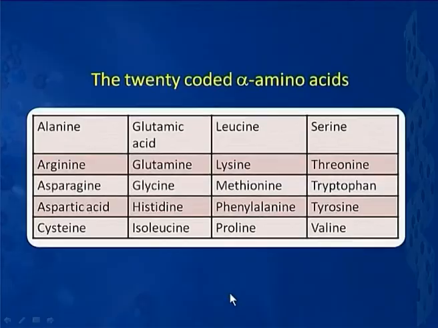So, coded amino acids are the only ones which will become part of proteins when they are being formed in the ribosomes. Now, the 20 coded amino acids are the ones which I just mentioned earlier. So, the same list holds true here also.